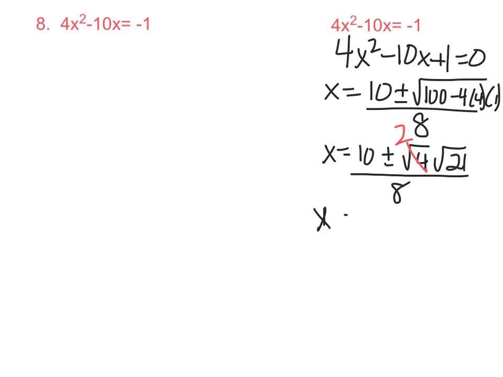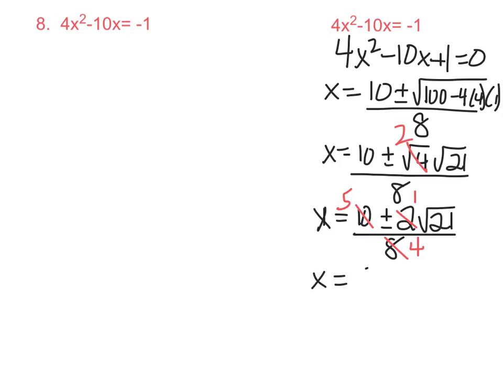So I have x equals 10 plus or minus 2 times the square root of 21, that whole thing over 8. Okay, now again we see that 10, 2, and 8 all have a common factor, so let's pull out a factor of 2. So this will be a 5, a 1, and a 4. So now let's split up our answers, and we get x equals 5 plus radical 21, that whole thing over 4.